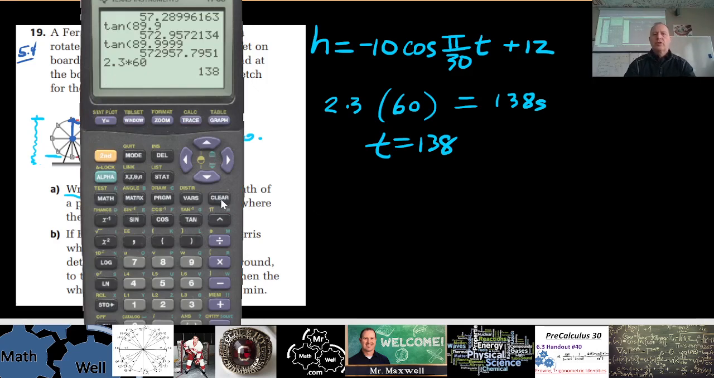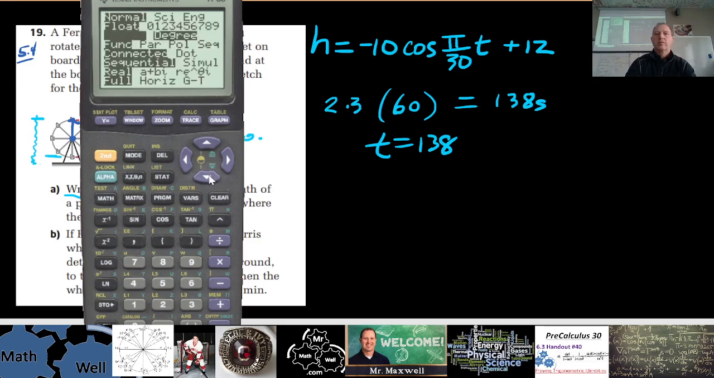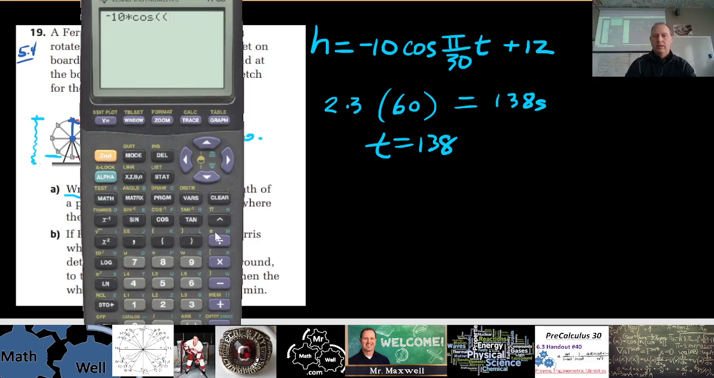If you're just going to use your scientific calculator, just do negative 10 times cos. Should your calculator be in degrees or radians? Radians, yeah, it should always be in radians. We just did a question where we had to move it to degrees, but here do radians. So 10 times cos, and be careful with the brackets here: pi divided by 30 times t. I've got a couple sets of brackets there.